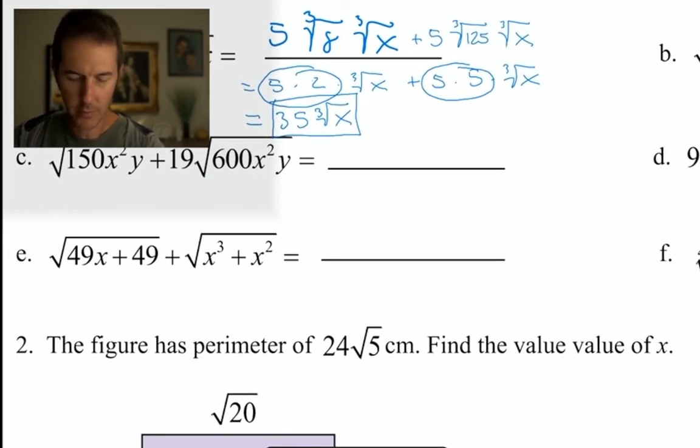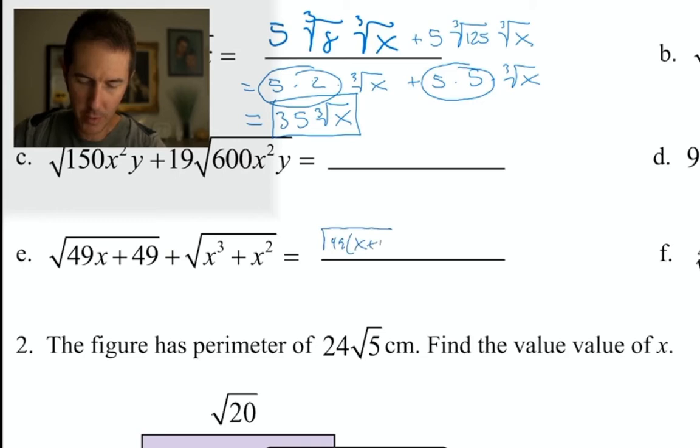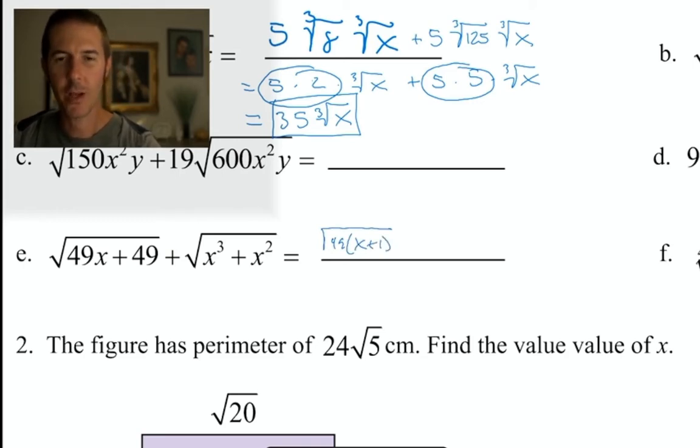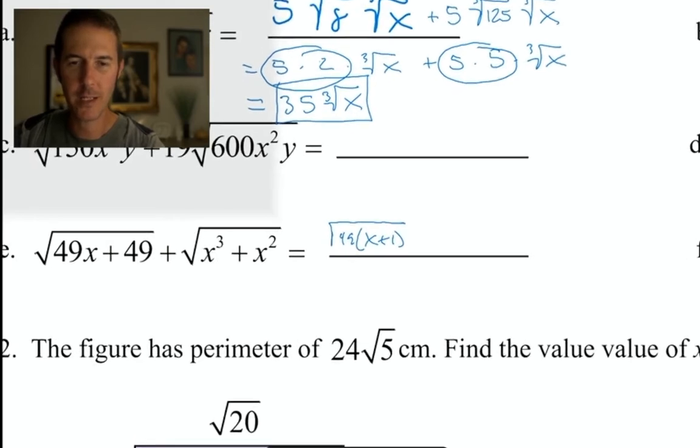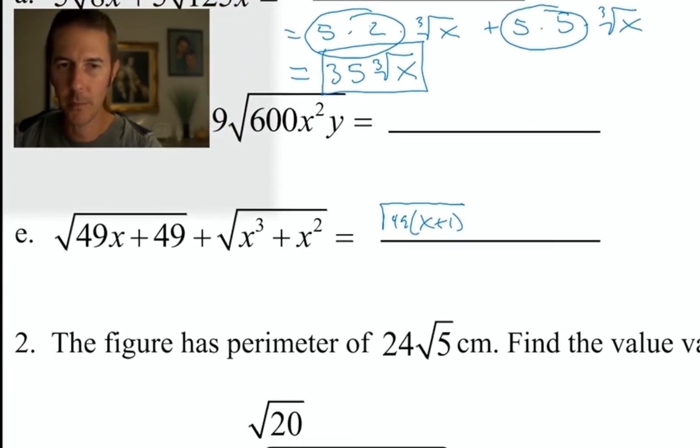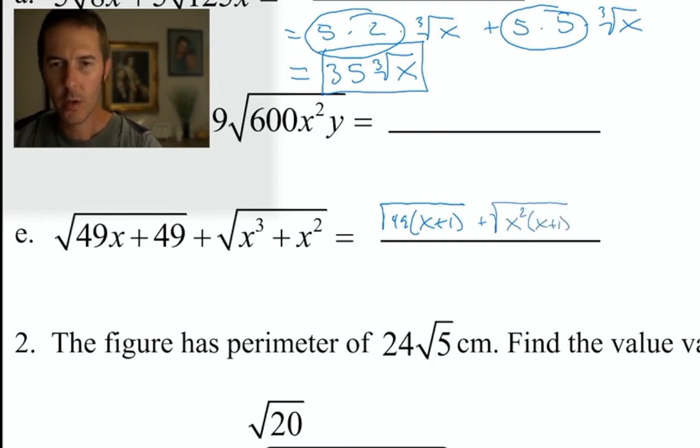Part E, however, is a little bit more unique. This is equal to the square root of 49 times x plus 1. So I did some factoring under the square root symbol, which we have not done yet, at least in the videos that I've been making. Plus, underneath the next square root symbol, there's a greatest common factor of x squared, with leftovers of x plus 1. Now, there's a product happening under both of those square roots: you've got 49 times x plus 1, and x squared times x plus 1.